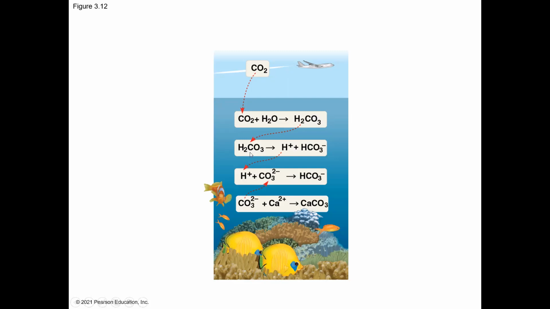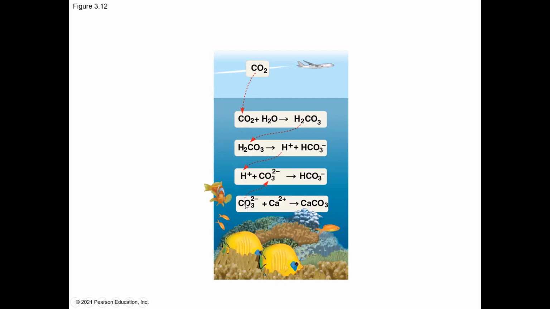Carbonic acid can be either dissociated or it can be reformed, and it will be used in increasing the acidity of the ocean. So when it enters the water system, it's kind of stuck there for a while.